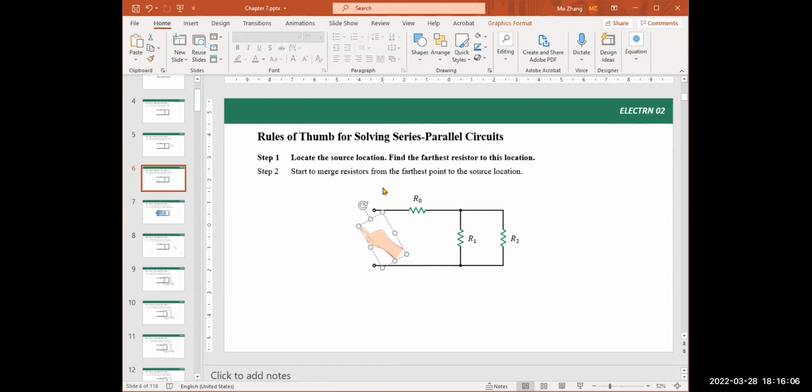Then move your hand or finger to the furthest point in the circuit from the source. The source is here, or will be here, and the furthest point from the source is R2. So R2 is the starting point. We start at R2, the furthest point from the source, to merge resistance. This is the rule of thumb, and so far it works for all circuits I have seen. Any questions?